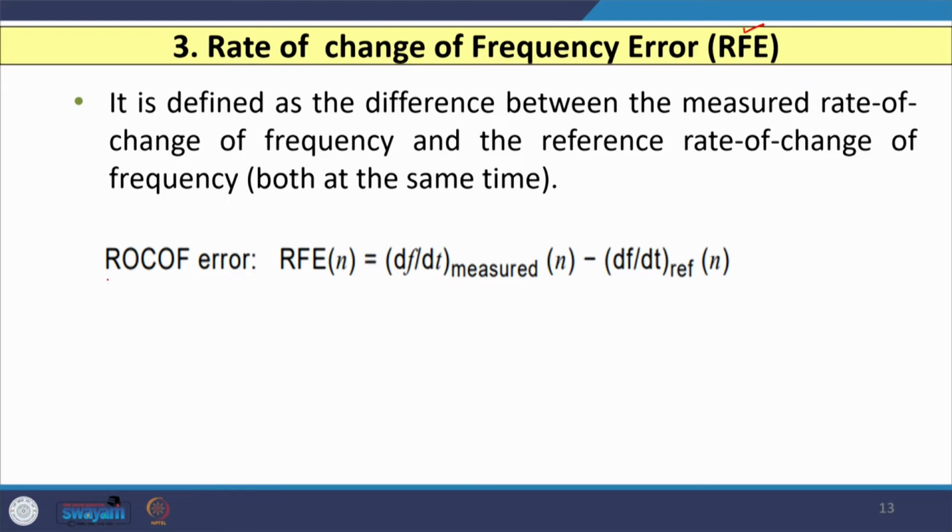So mathematically, the error in ROCOF, that is RFE, at a particular sample number is given by the measured value of df/dt at that sample number minus the reference value of df/dt at the same sample number.